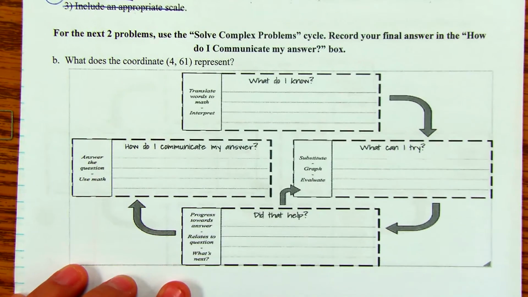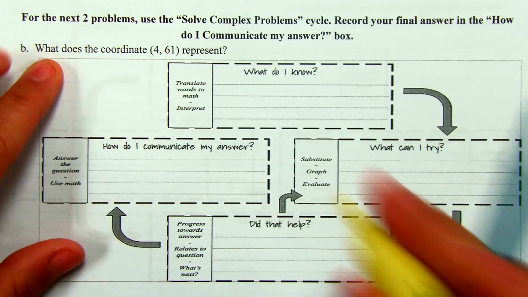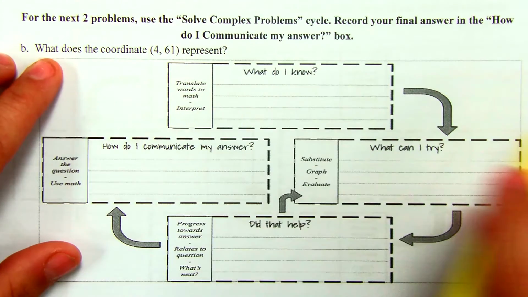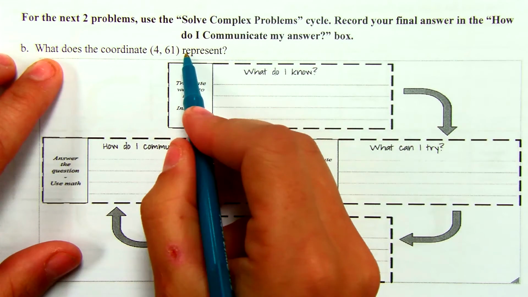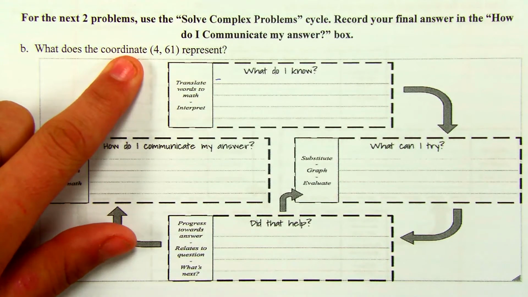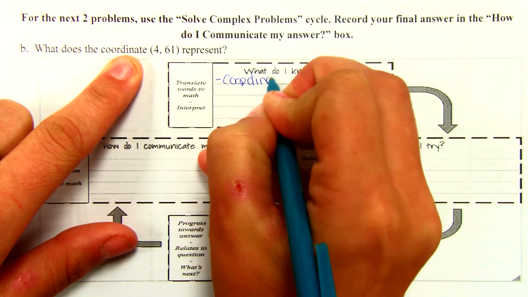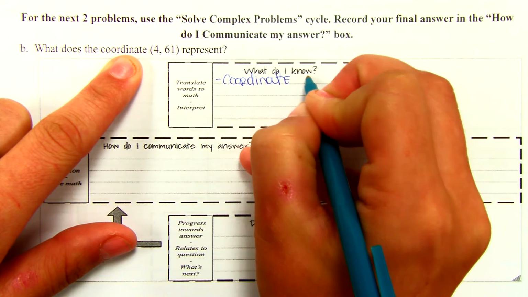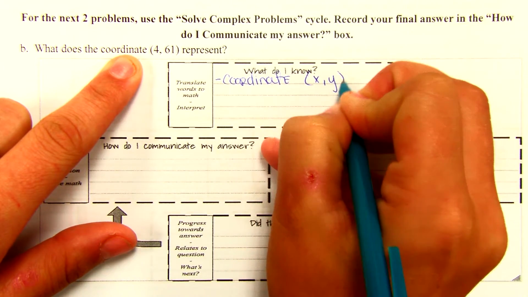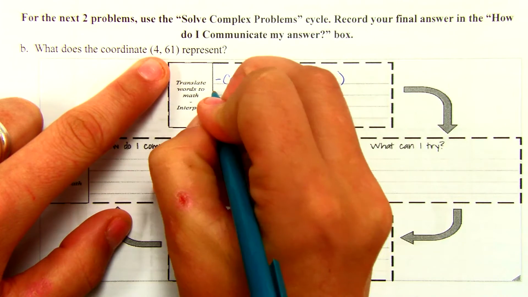And so let's reread the question. It says, what does the coordinate 4, 61 represent? So what do I know? I know the word coordinate, for example. So I know coordinate is x comma y. What else do I know? I know the coordinate in this problem is 4, 61.